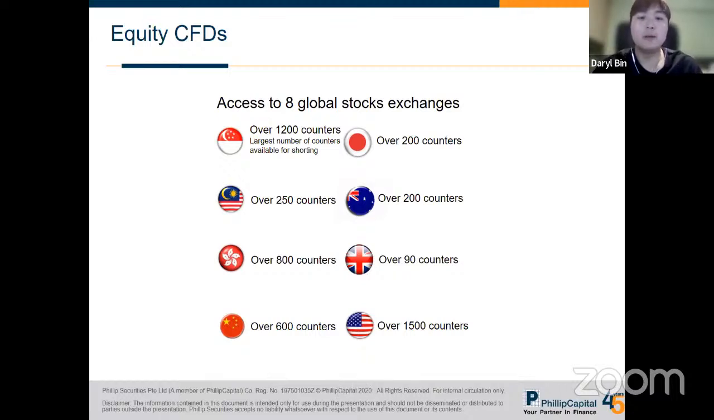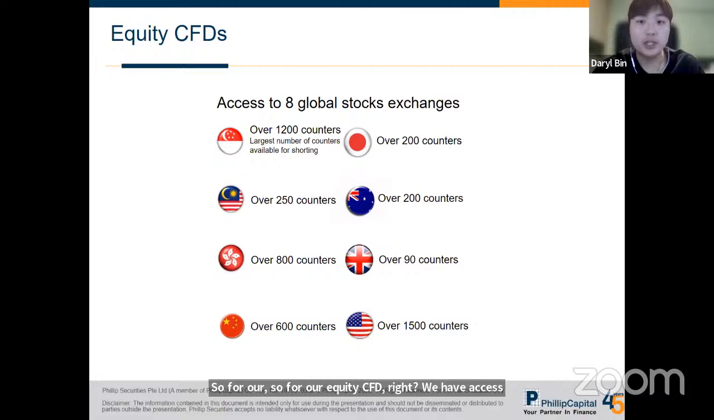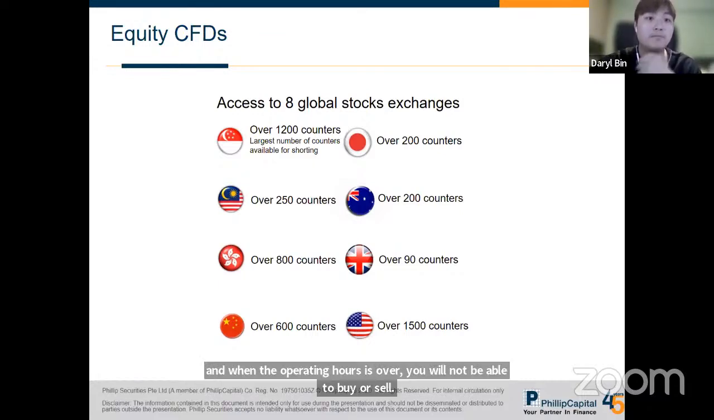So for our equity CFD, we have access to 8 different global stock exchanges, and these are the 8 different global stock exchanges. Do note that each country has its own operating hours, and when the operating hours are over, you will not be able to buy or sell. You will not be able to trade. You can find out more on our website.